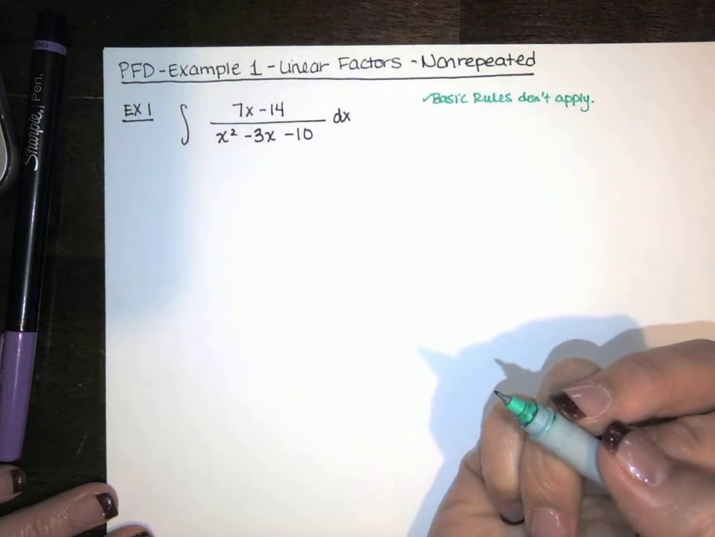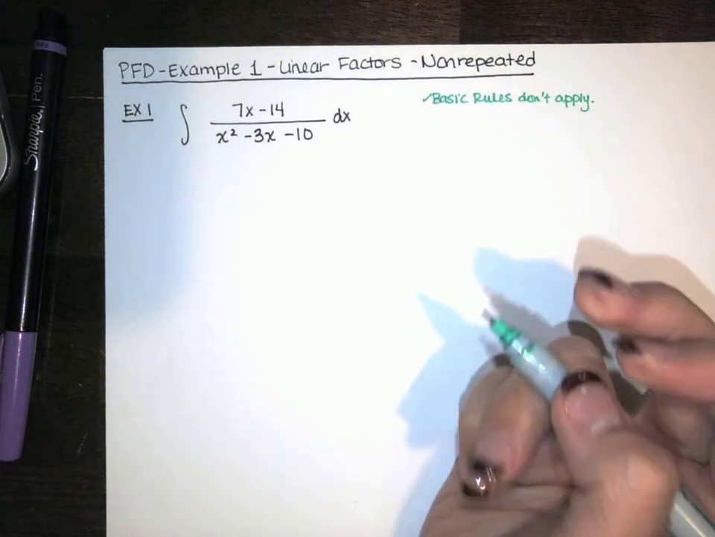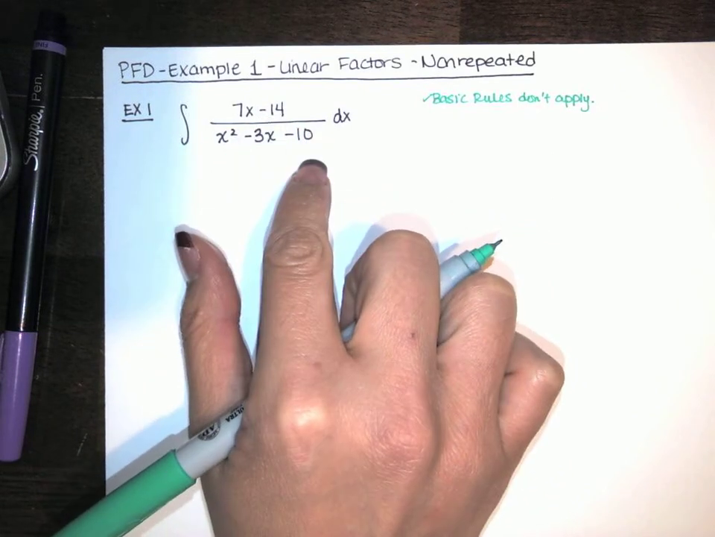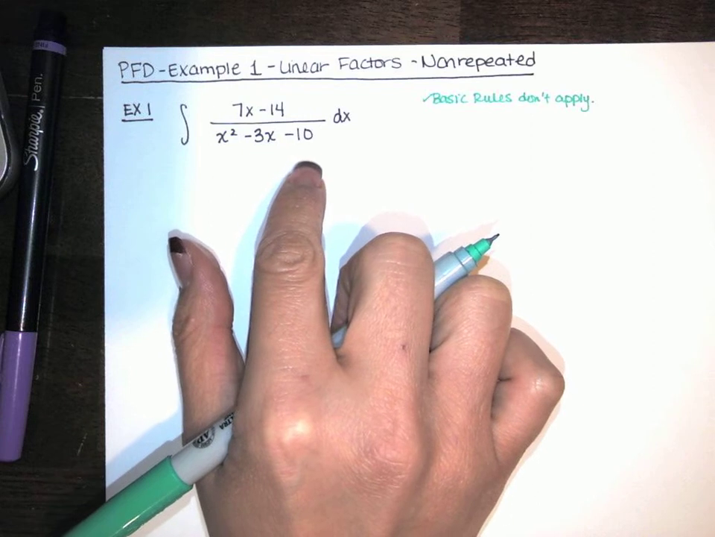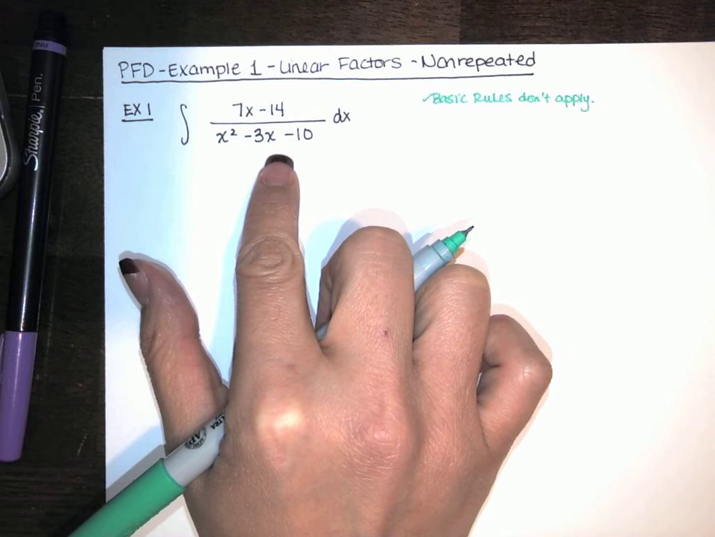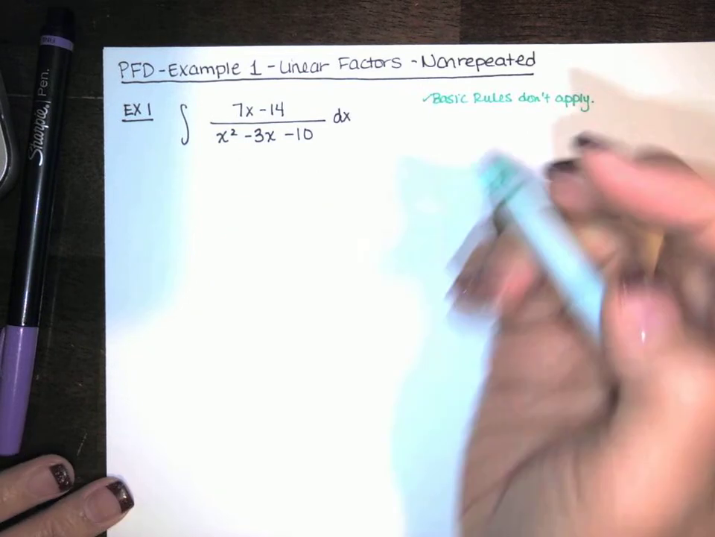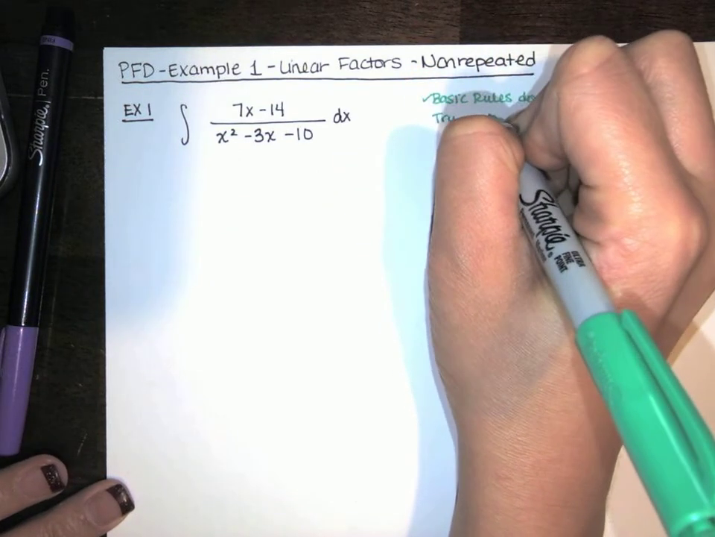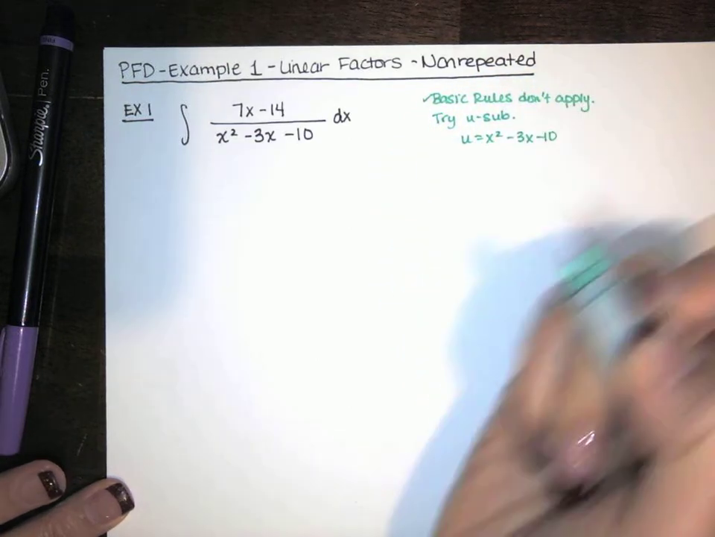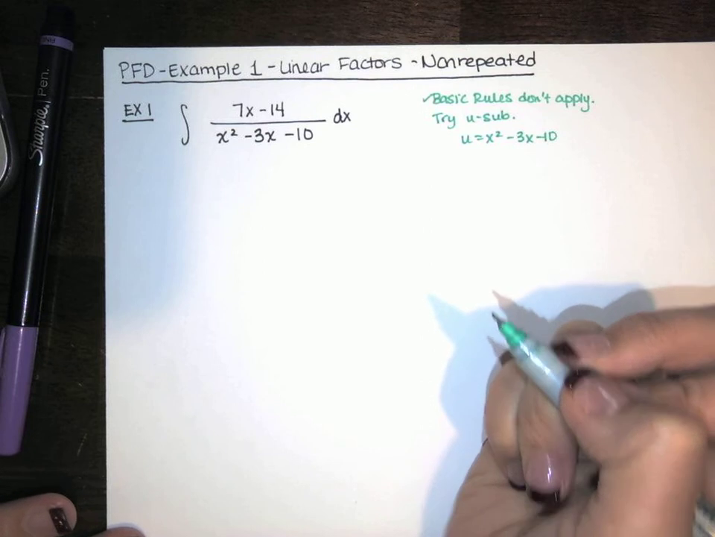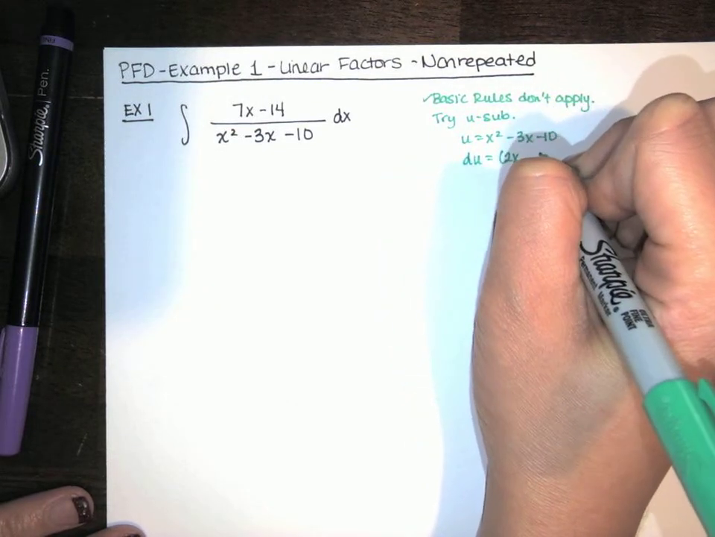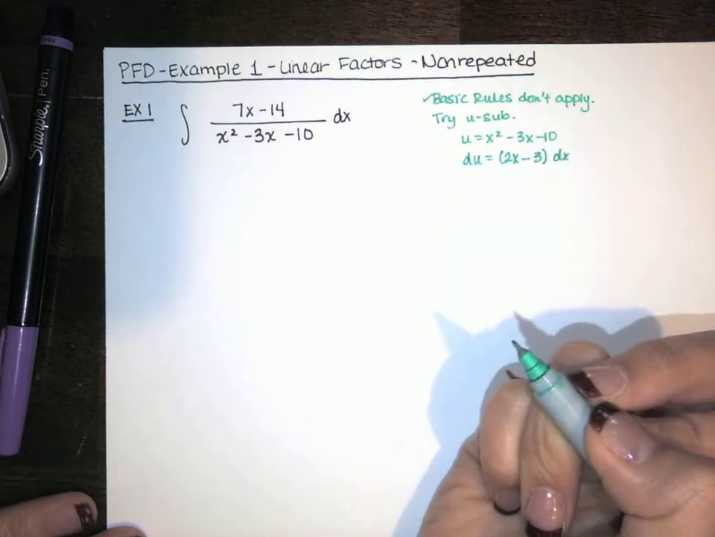And to check U-substitution, first I need to find an inside function. There are no parentheses. So in that case, if there's a fraction, usually use the denominator. So if I were to use U-substitution here, U would be x squared minus 3x minus 10. To check to see if that works, I need to take the derivative of U. So du is the derivative of that: 2x minus 3, don't forget to multiply by dx.